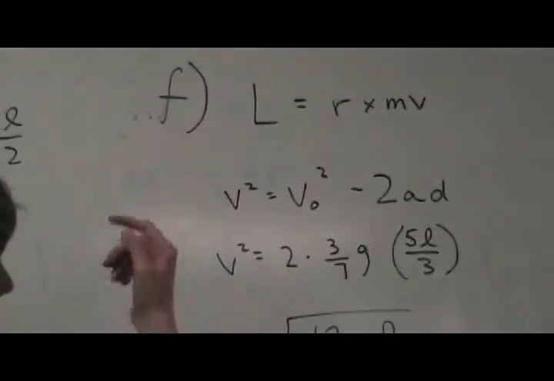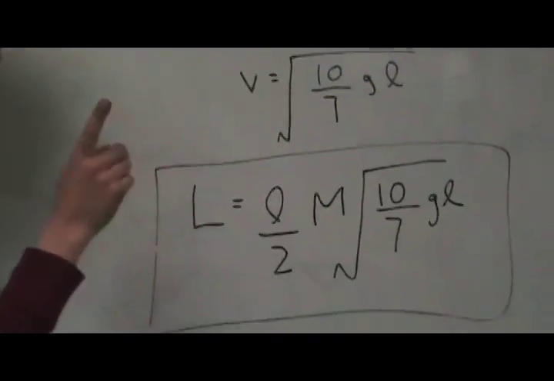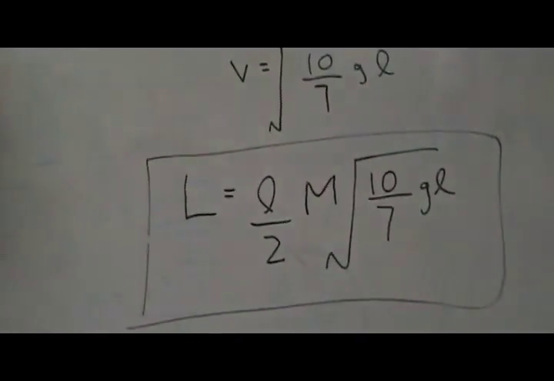Plugging that into the angular momentum equation gives you L over 2 times m times the square root of 10/7 gL.